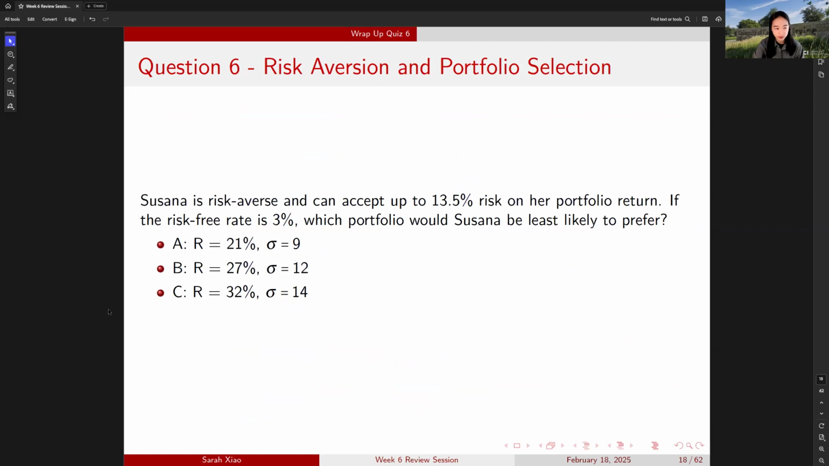Okay, so next, question 6 is about risk aversion and portfolio selection. We are given that our agent, Susanna, can accept up to 13.5% risk on her portfolio return. And the risk-free rate is 3%. There are 3 portfolios with different expected return and standard deviation. So we're asked which one Susanna will be least likely to prefer.